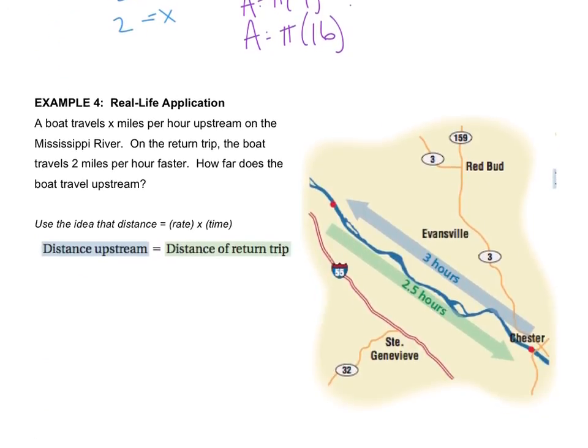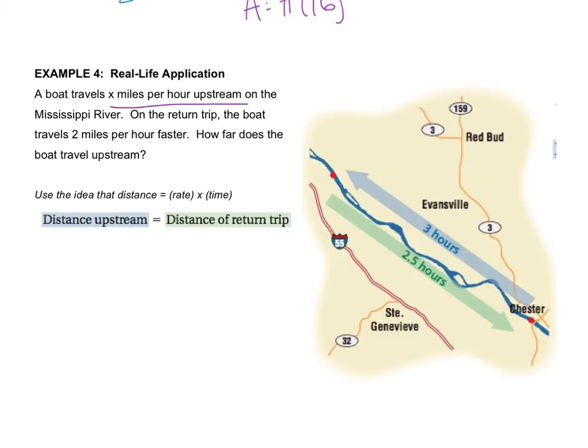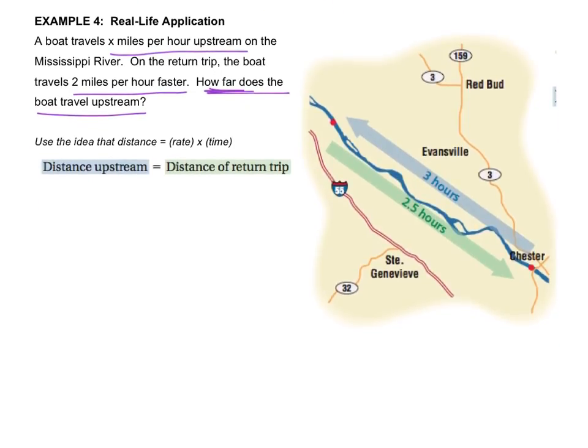A boat travels X miles per hour upstream on the Mississippi River. On the return trip, the boat travels 2 miles per hour faster. How far does the boat travel upstream? And they've given us this little formula, that distance equals rate times time. So if you don't remember that from science, here's the formula we're going to use. Well, rate is your speed and time is obviously how long it took you. So if you look at the picture, they actually tell us how long it took us, but they don't tell us the speed or the rate.